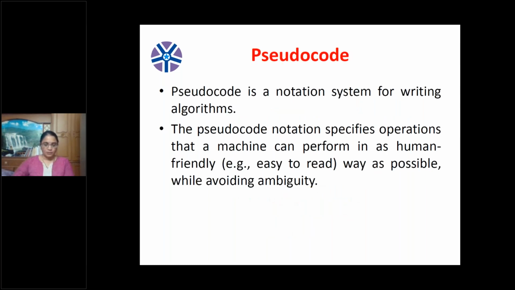And next, pseudocode. What is a pseudocode? Pseudocode is just like machine code, but not completely machine code, and it can be easily understood by humans. What is an algorithm? An algorithm is an English-like representation, whereas pseudocode will be just like English, but it will be a semi-machine language. Pseudocode is a notation system used for writing algorithms. The pseudocode notation specifies operations that a machine can perform in a human-friendly way, which can be easily read by humans, as well as being in a machine-like language, so that we can avoid ambiguity.